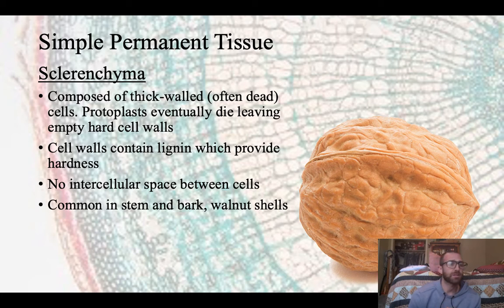We find sclerenchyma tissue in stem and bark tissue where you need a lot of structure. Another example is walnut shells. Think of that walnut shell, how tough that is. That is because it is composed of this sclerenchyma tissue. It's this hard, tough tissue that is made up of mostly dead cells that is going to provide structural support.